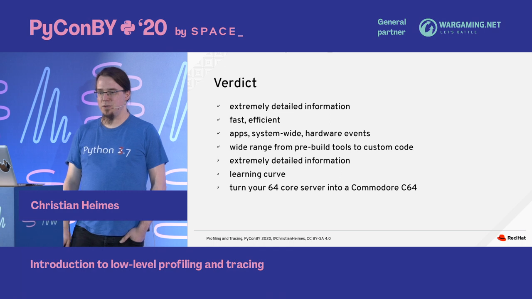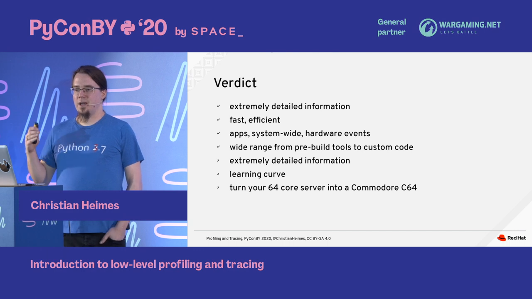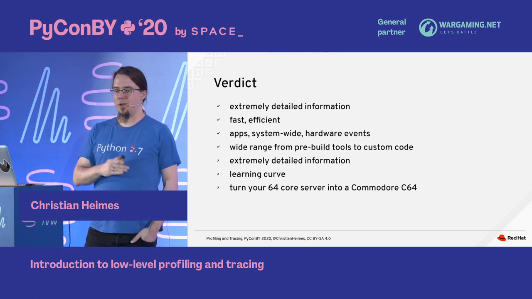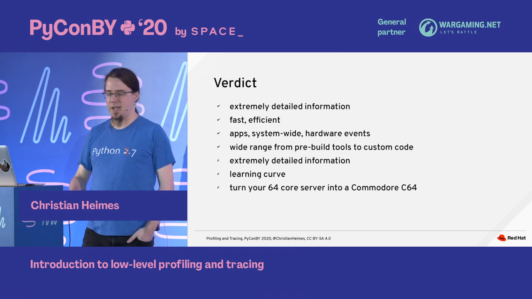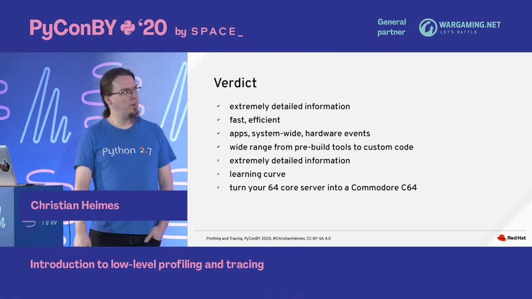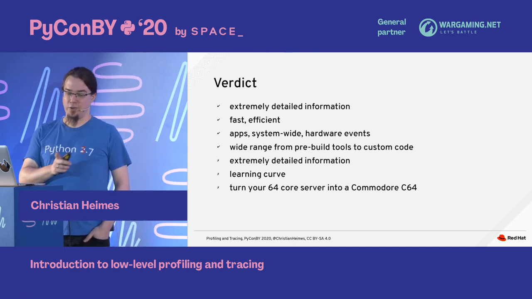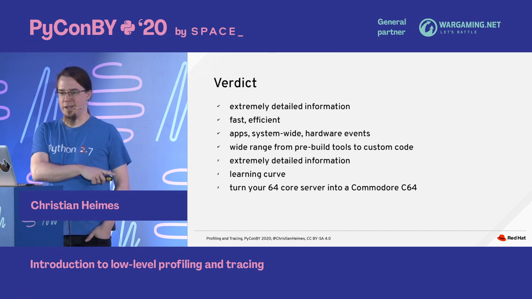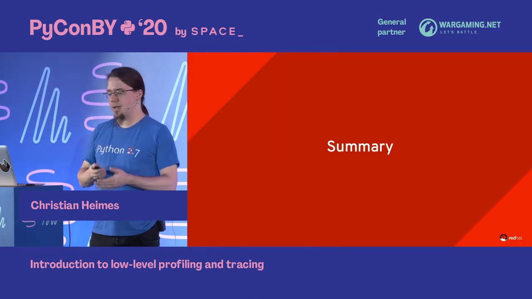And also, if you do it wrong, you can easily turn your 64-core server into something that looks more like a Commodore 64. If you do something like trace all kernel calls and get a backtrace, a call stack for all the kernel functions, then the kernel will only be emitting these tracing events and will grind to a halt, and you basically have to reboot your server. So be very careful if you do low-level tracing. Try it first on a non-production server and then replay the commands, because I can tell you, it can turn out bad. So, summary.